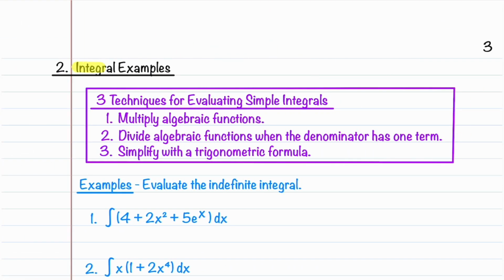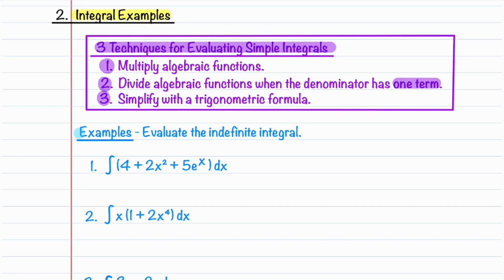We're now going to walk through lots of integral examples, both definite and indefinite, using common integral formulas. I've included an example of each type that you might encounter. Let's start by going over 3 techniques that you can use for evaluating simple integrals. The first technique is that you can multiply algebraic functions. The second is that you can divide algebraic functions, but you can only do this when the denominator has one term. And then the third one is when you are working with trigonometric functions, and for those, sometimes you need to simplify them with a trigonometric formula.